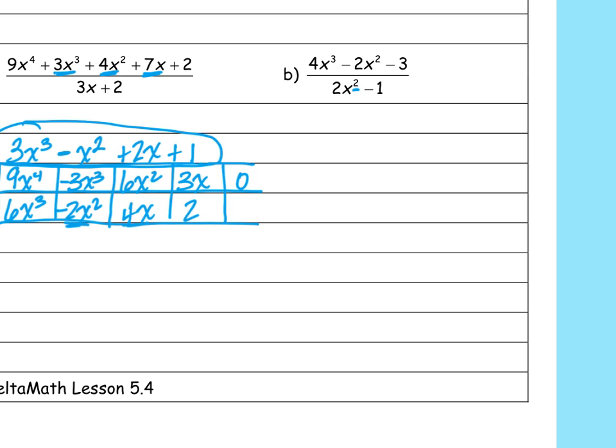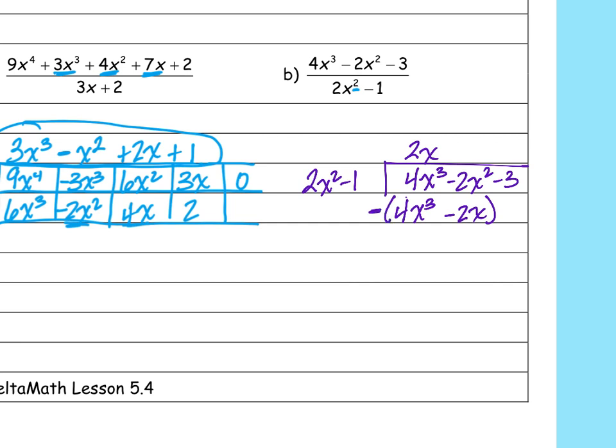Okay, so I'm doing this one long division. I already talked about why, because in the divisor it's a 2x squared. So I've got 4x cubed minus 2x squared minus 3 divided by 2x squared minus 1. So what do I multiply 2x squared by to get 4x cubed? I think that would be 2x. Is that correct? Yes. 2x times 2x squared would be 4x cubed, and 2x times negative 1 would be negative 2x.